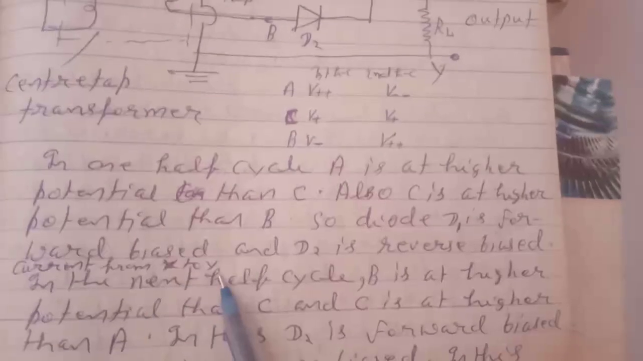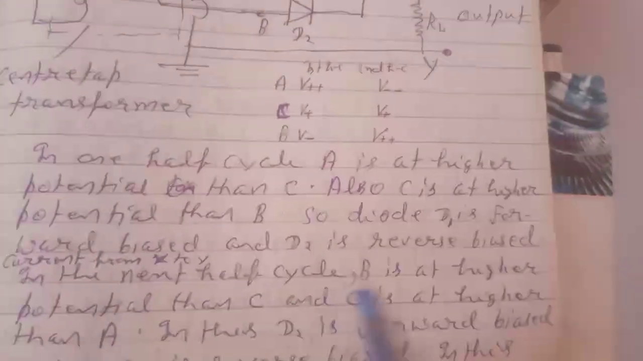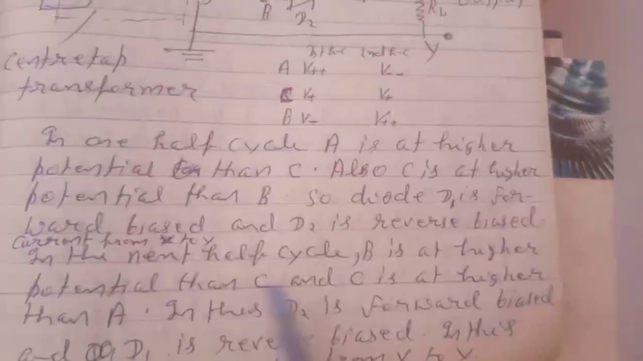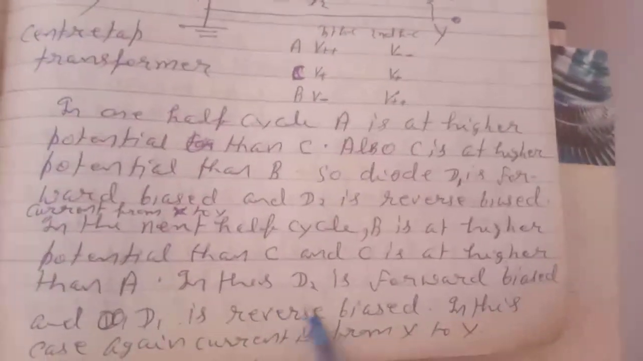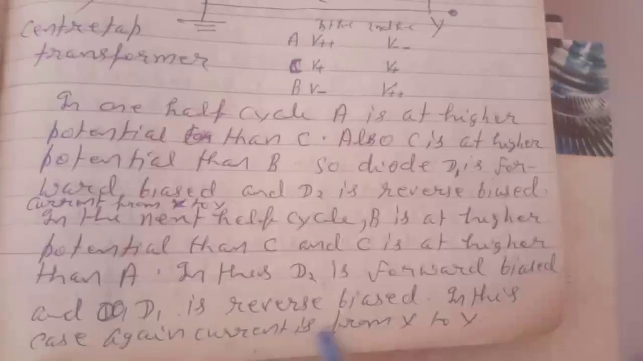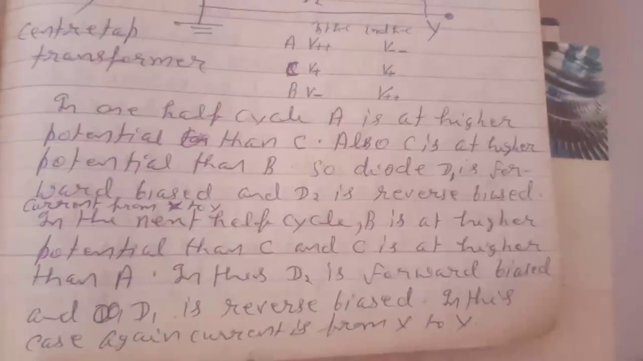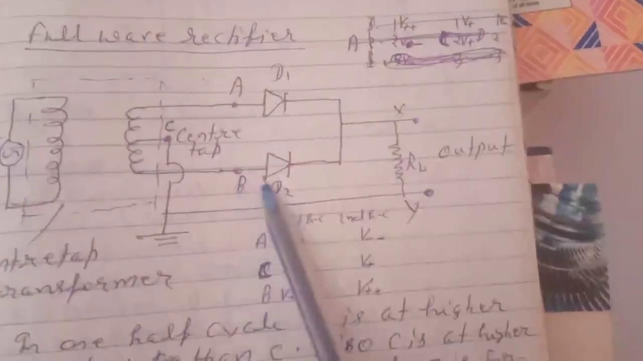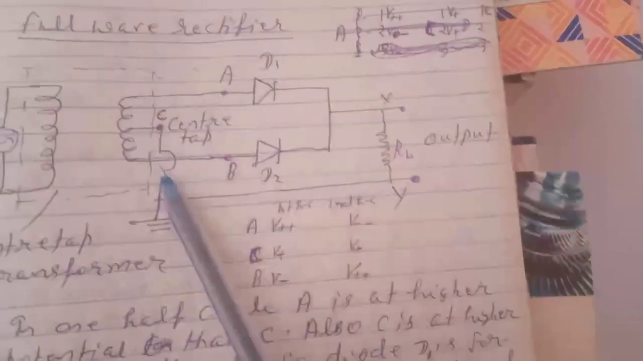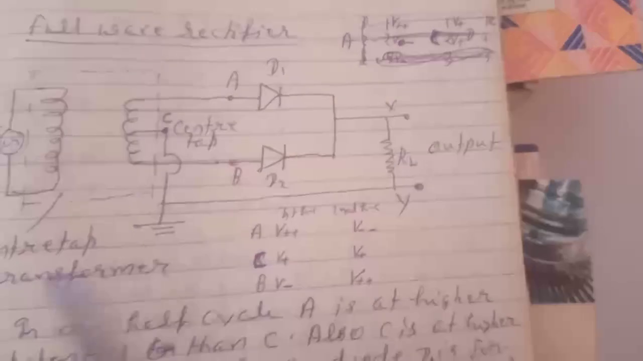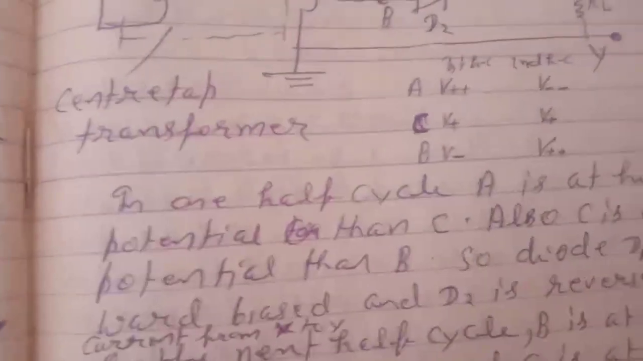Current from X to Y. In the next half cycle, B is at a higher potential than C, and C is at higher potential than E. In this case, D2 is forward bias and D1 is reverse bias. In this case, again current is from X to Y. So we get unidirectional current in the load resistance or output.